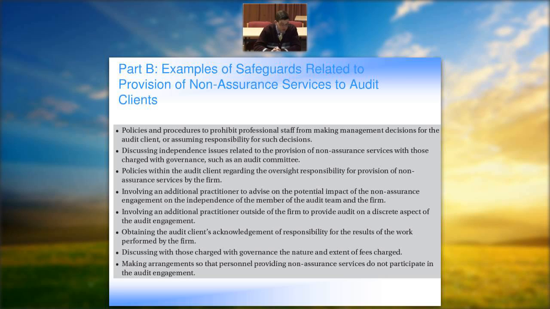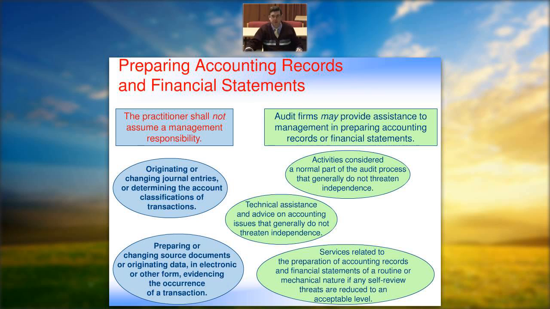And the last one is making arrangements so that personnel providing non-audit services do not participate in the audit engagement. Again, that's in an ideal world. It mightn't always be possible with smaller practices, but it is something to aim for. Now, the next slide is absolutely crucial to the question we're going to look at.